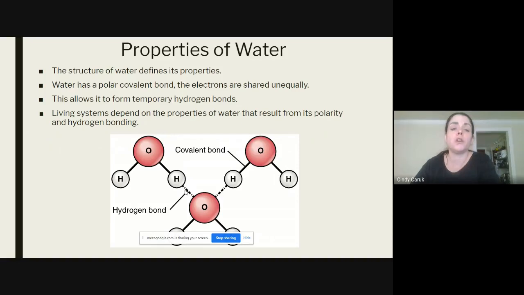These hydrogen bonds are weak and they're temporary because these electrons that are in oxygen have to go back to hydrogen. And when that happens, these hydrogen bonds break. But water can form up to 4 hydrogen bonds. And that property of water, due to its structure, really allows for life on Earth.